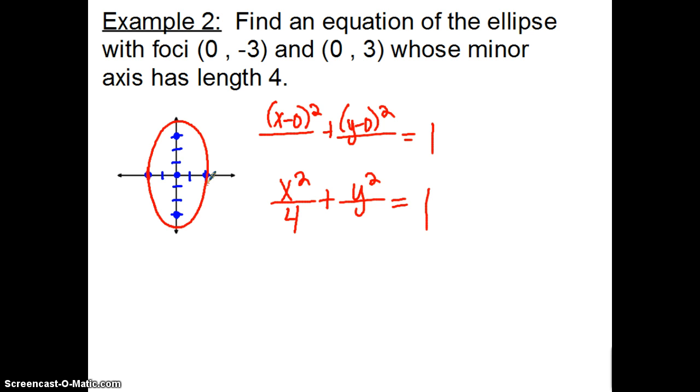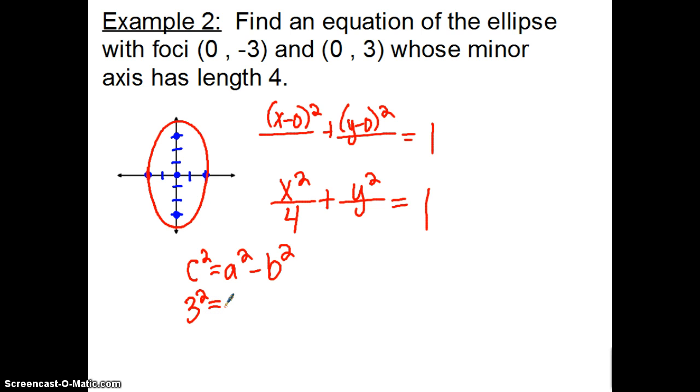Now the y direction radius is not 3. Okay, that's the focal length. We need to use that Pythagorean relationship to figure out what our y direction radius is. So remember that c squared equals a squared minus b squared. The c is our focal length, and we already know that. Our focal length is 3. Distance from center to each focus is 3.